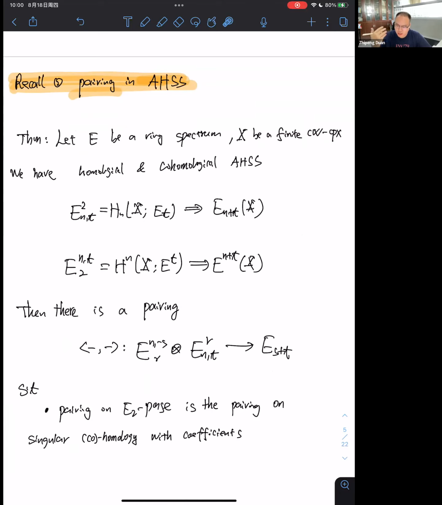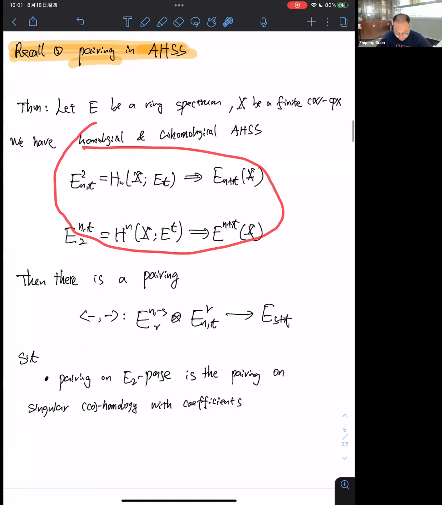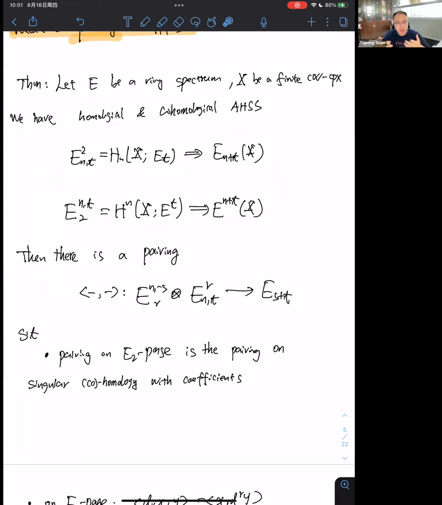In a previous talk, we defined the cohomological version of the Atiyah-Hirzebruch spectral sequence, and there's also a homological version. So let E be a ring spectrum, and X be a finite CW complex. Then we have the following two spectral sequences: the homological and the cohomological Atiyah-Hirzebruch spectral sequence. And moreover, between these two spectral sequences, there is a natural map called a pairing.